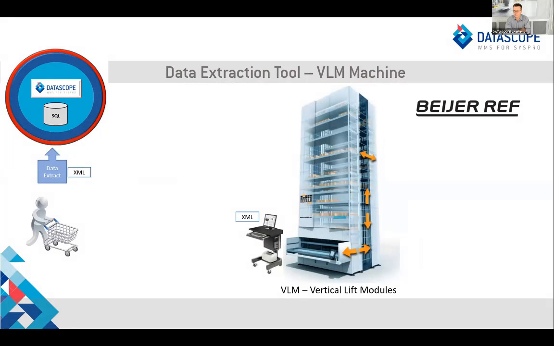Okay, so just before we move on from the data extraction tool, I want to give you two other real-life examples of where this kind of tool is in play currently. So we have two clients that have purchased a VLM machine. So let me just explain a VLM machine for those who don't know what it is. It's a vertical lift module. If you look at it, it's like a storage unit. It's a very tall, big cupboard, basically. Inside there is a whole lot of drawers. Each drawer is made up of a whole lot of segments, and each segment is a pick face.